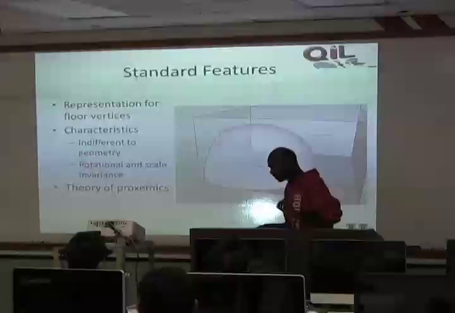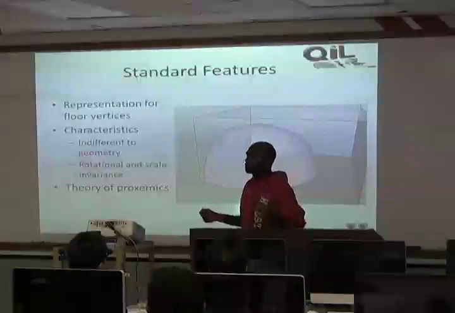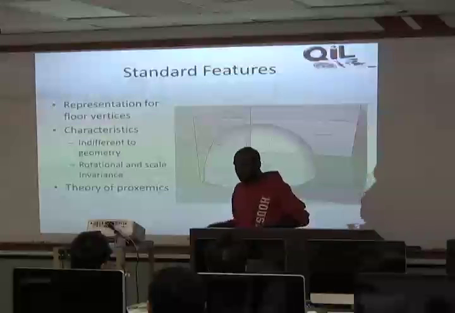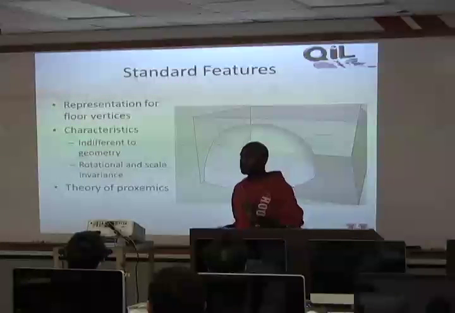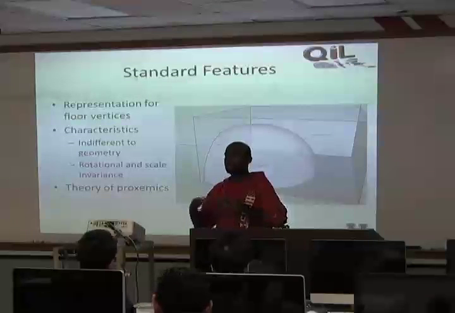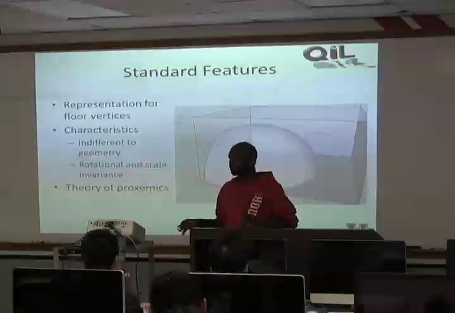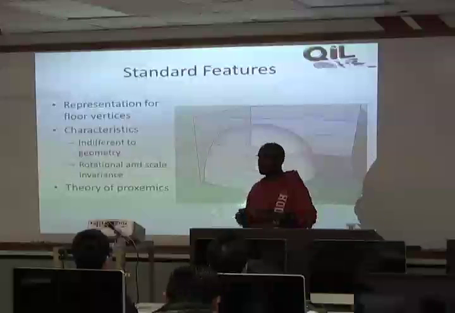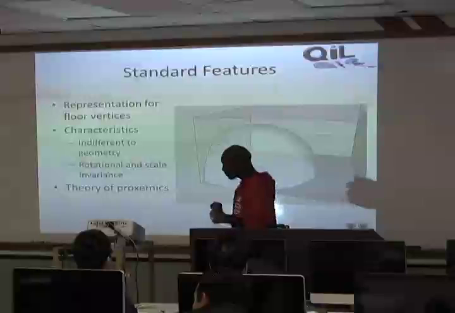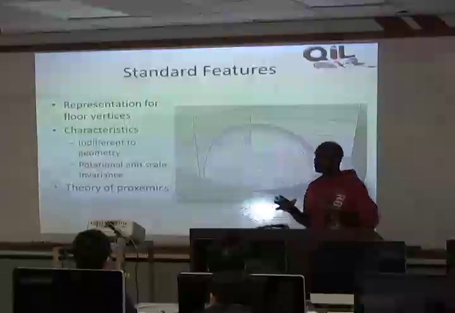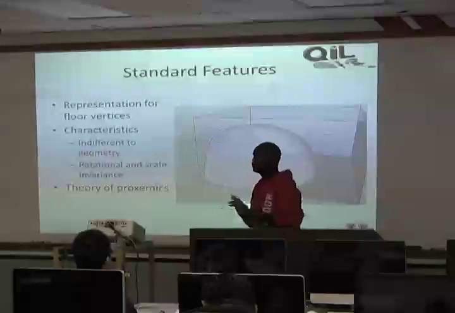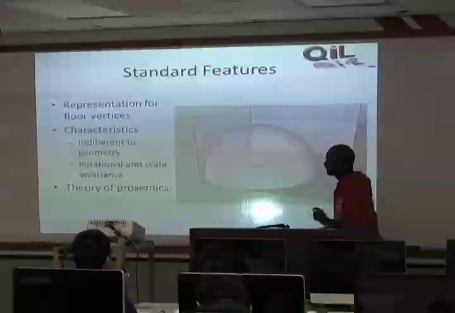So we looked at what is called the theory of proxemics. The theory of proxemics is an observational study regarding how humans make use of the physical space around them. It segments the space around a person into intimate space, personal space, and social space. And all interactions in closed hallways happen in the social space, which is about 80 inches or something. So we use this information to build what is called the standard features.